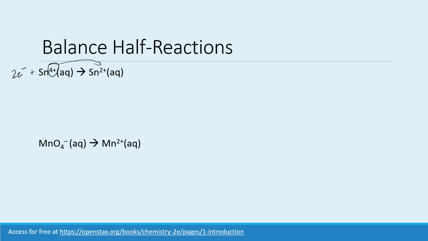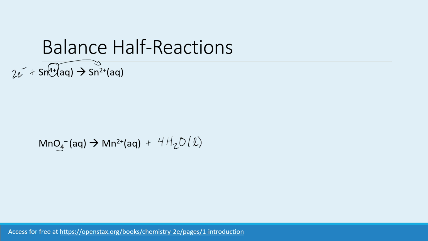Now in the second example, we have oxygens present. So again, our first step is to balance everything except for oxygen. And the manganese, we have 1 manganese on either side. So that's balanced. Then we focus on the oxygen by adding water molecules. So if I have 4 oxygen atoms on the reactant side, I will balance it on the product side by adding 4 H2O, 4 water molecules. And water will have the phase of a liquid.